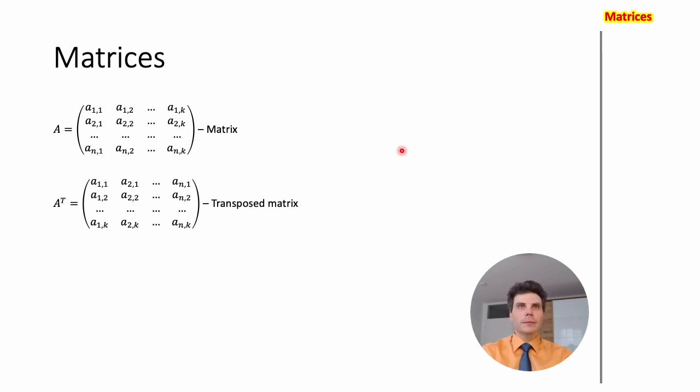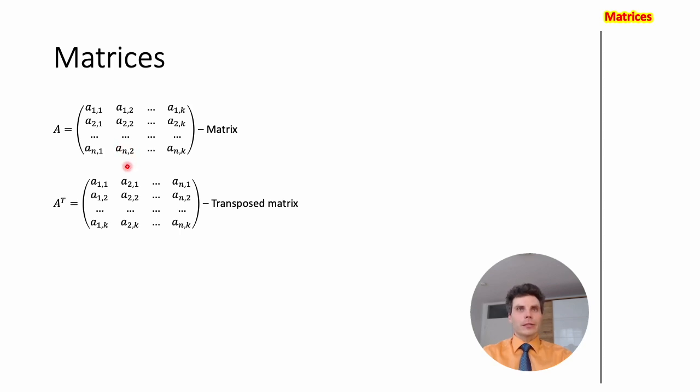Alright, so what are matrices? A matrix is a rectangular table of numbers indexed with two indices. So here we have the numbers a sub 1,1, a sub 1,2, and so on, all the way till a sub 1,k. The matrix has k columns and n rows, and these can be arbitrary numbers.